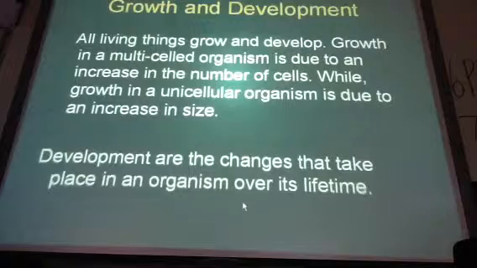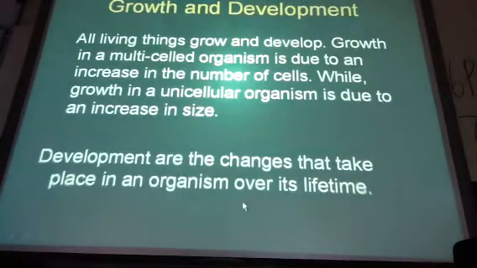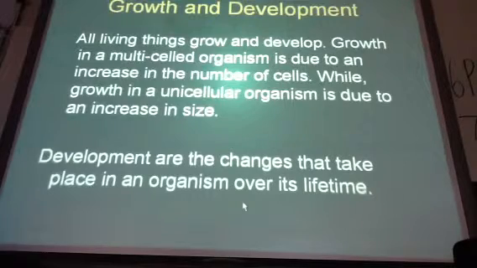Growth and development. All living things grow and develop. Growth in a multi-celled organism is due to an increase in the number of cells, while growth in a unicellular organism is due to an increase in size. Development is the changes that take place in an organism over its lifetime. So, for example, a baby learning to talk, and then learning to walk, becoming a child, to a teenager, to an adult.